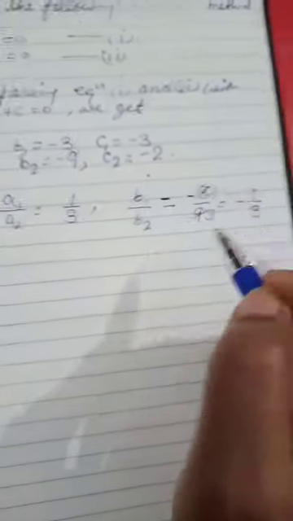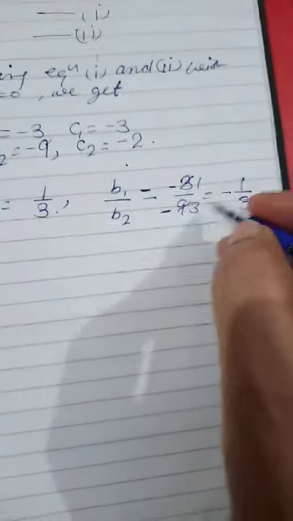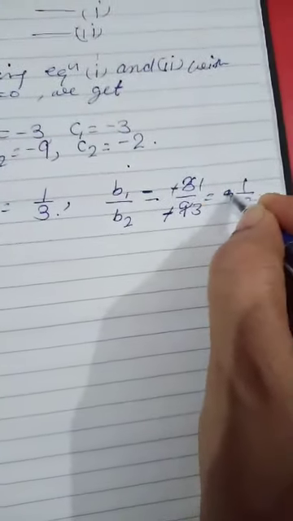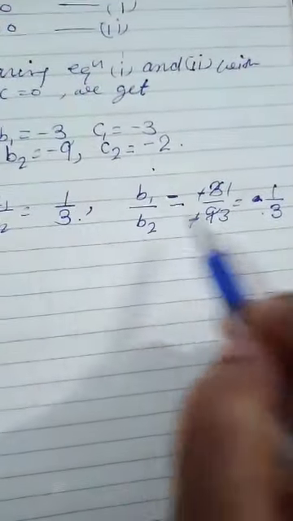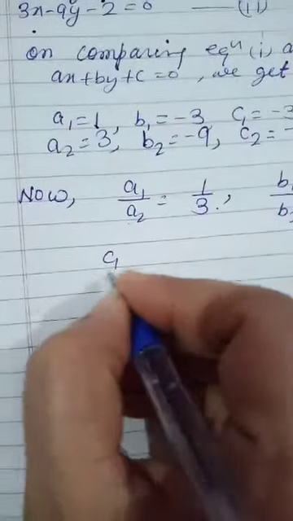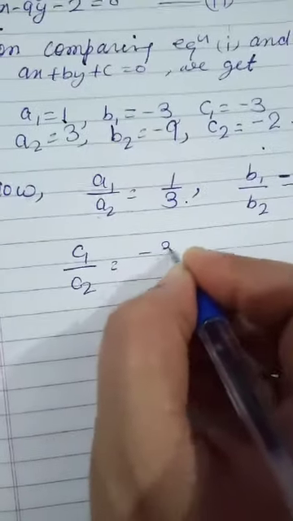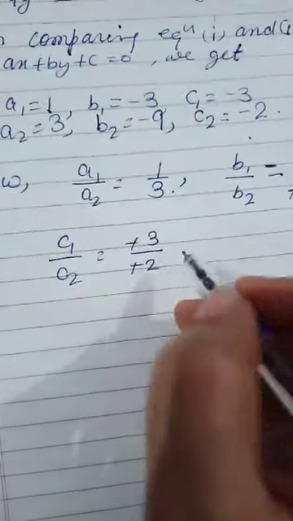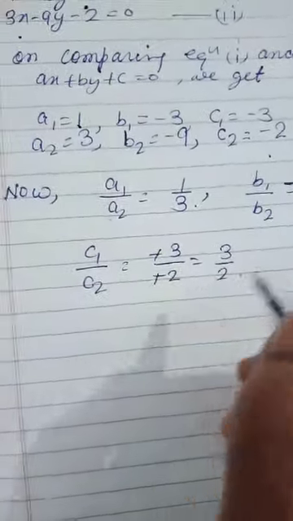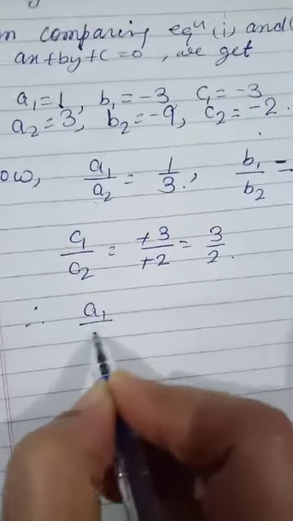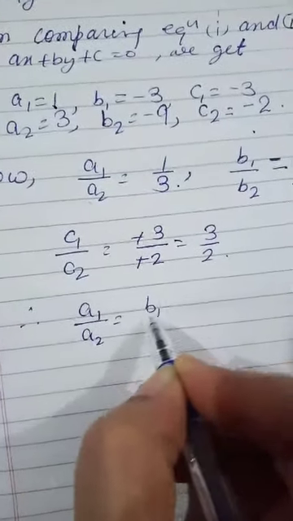Oh sorry, I did not take minus 9. It is also minus 9. So minus minus will be cancelled. So we can see both are equal. Now we are going to get c1 upon c2. So this is minus 3 upon minus 2, which is not equal at all. Okay. Therefore a1 upon a2 is equal to b1 upon b2.